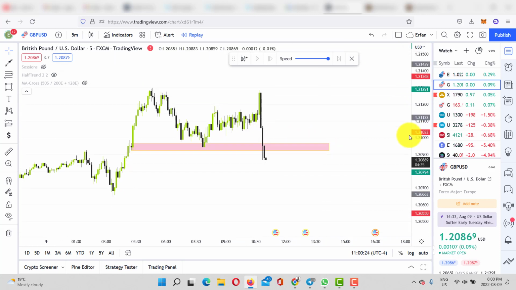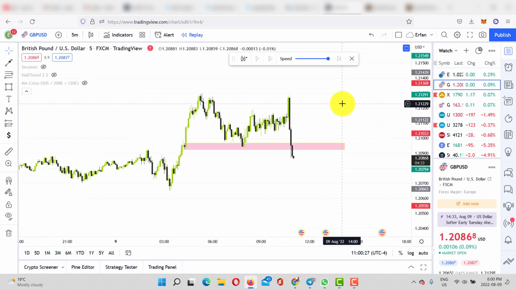There are also other strategies that you can use for this one, but it's not really recommended because you don't want to confuse yourself. Just stick with this strategy, and I can guarantee you that you can be profitable.